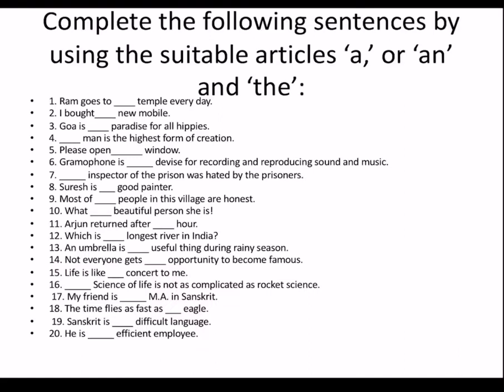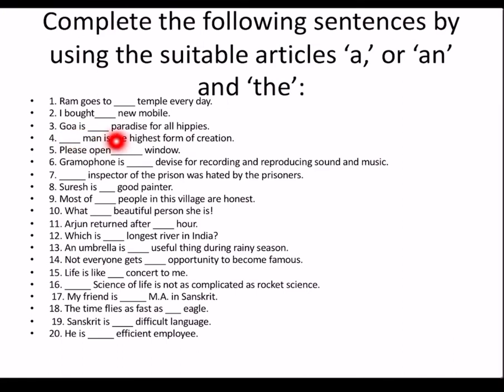Here are some examples from your text. These examples you will solve on your own. See the fourth one. Dash man is the highest form of creation. Now here the sentence begins, there is a blank and we have to insert an article. So remember when the sentence begins, mostly you have to use the over there.